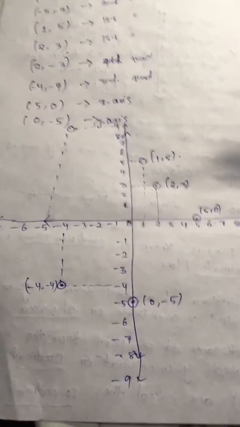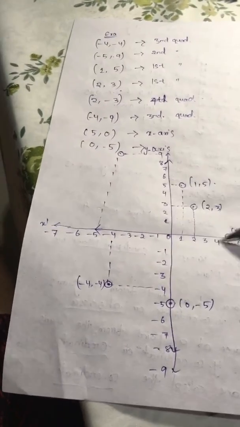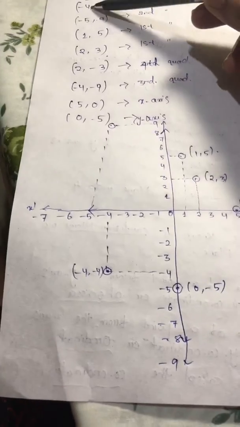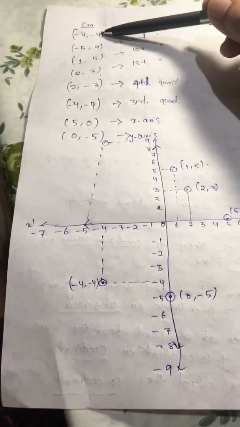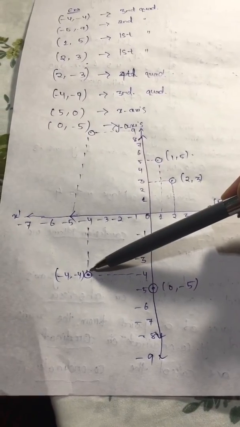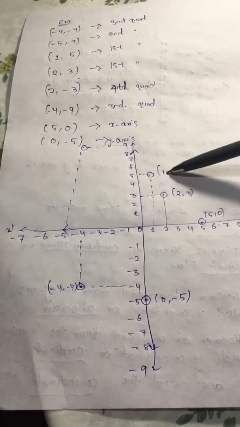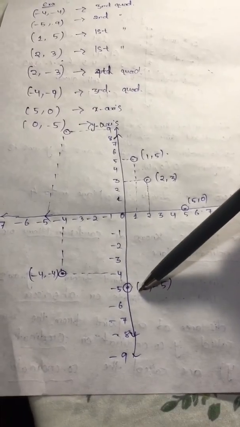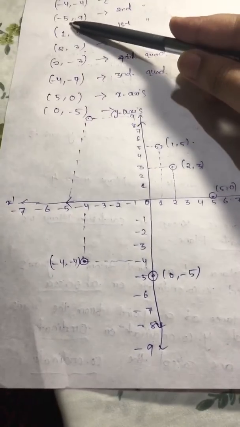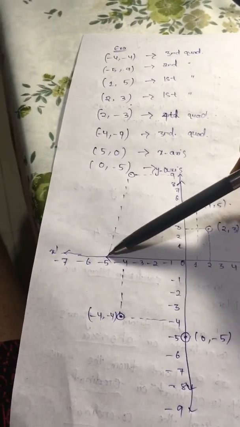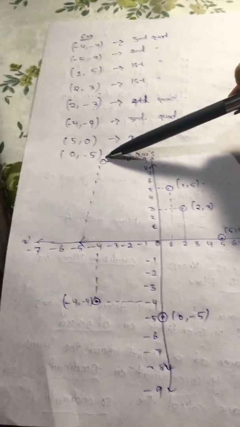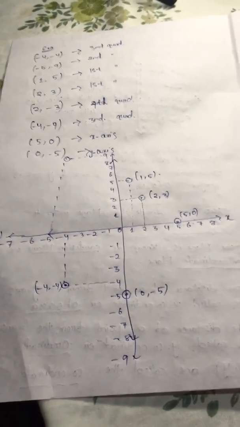Next, I think you all know how to plot the points on the graph. That was also in class 8, where you used only the first quadrant, but in class 9 we have to consider all the quadrants. Suppose the first point is (-4, -4). X is negative, y is negative, so this will be (-4, -4). This point (1, 5), this point (2, 3), this point (5, 0), this point (0, -5). Let me choose (-5, 9). So x is -5 here, y is 9 here, so this will give you (-5, 9). In this method you can plot the points on the graph.